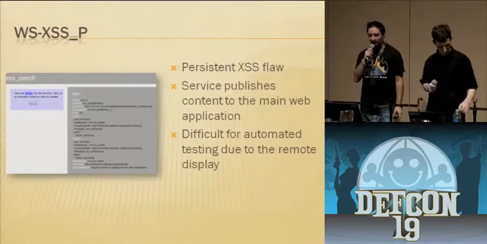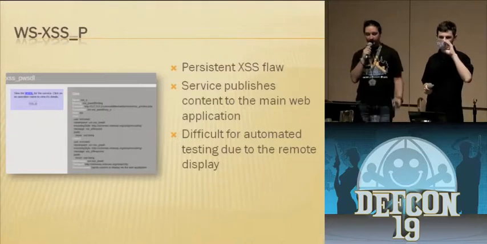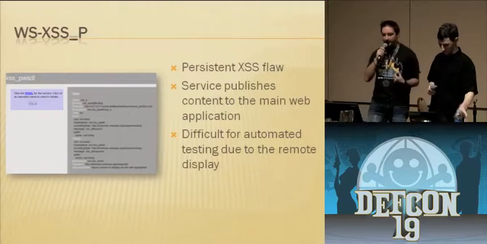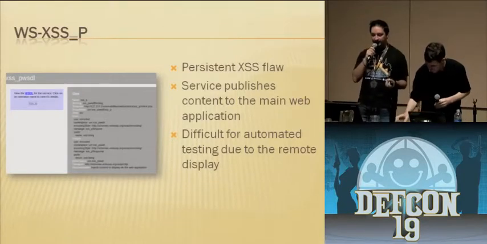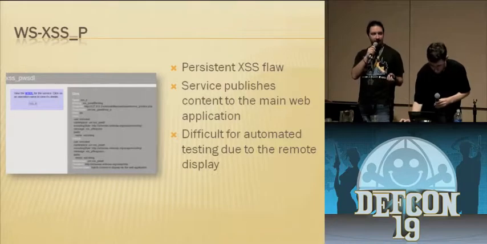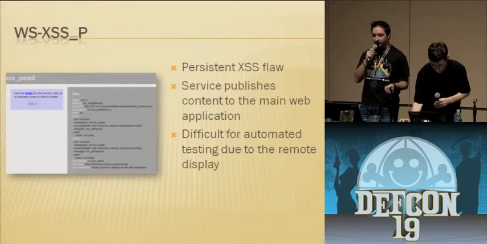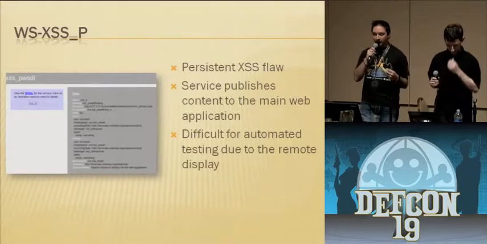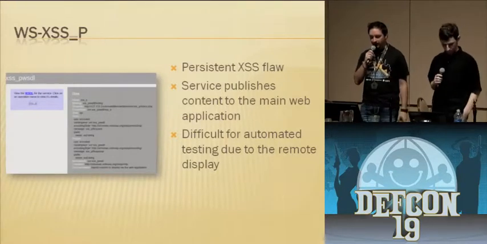A persistent cross-site scripting flaw through a web service. This is where, if you find a web service that is publishing information back to the web app, and I can inject some JavaScript into that web service request, I can get that to show persistently back to the user. The challenge with this is that it actually posts it back to the main web application within Damn Vulnerable Web App, to show you that if they're not doing proper input validation, you can get that to pop.